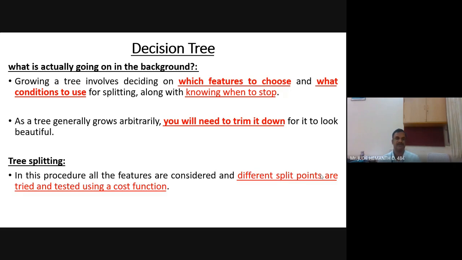So now we will see first how to go about growing a tree, how to form the branches. You have the complete data set, how should you go about it? So in tree growing or the tree splitting method, we consider all the features, and different split points are tried and tested. Right? When I have a complete data set, you cannot immediately go for checking this one or the other one. You need to categorize the data based on a trial and error combination.